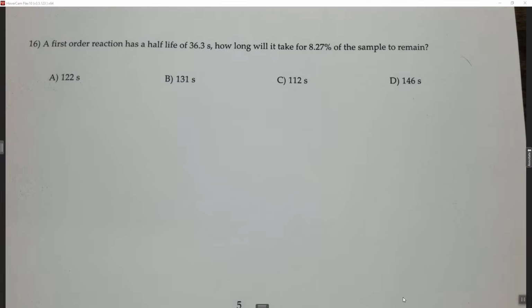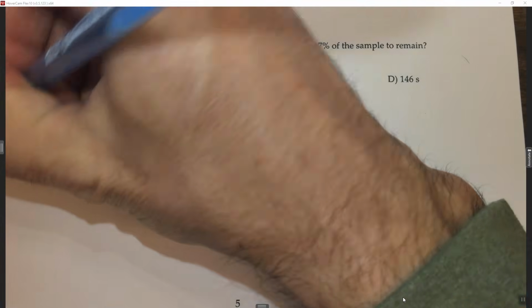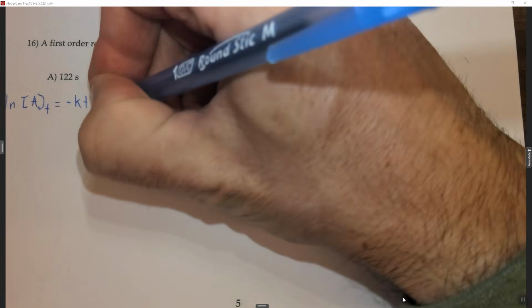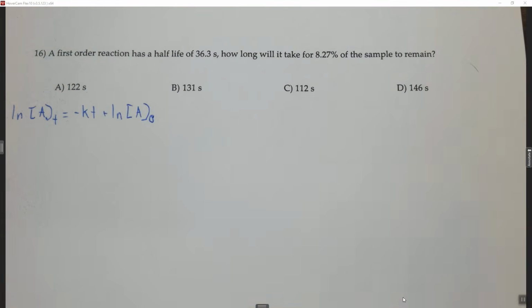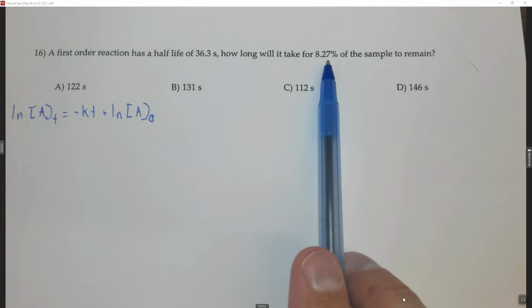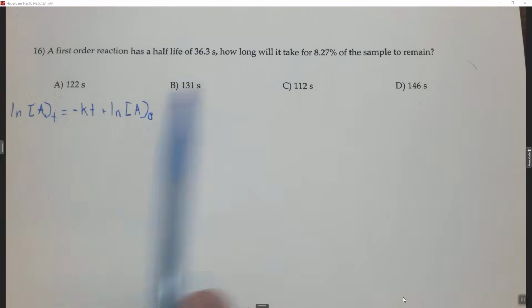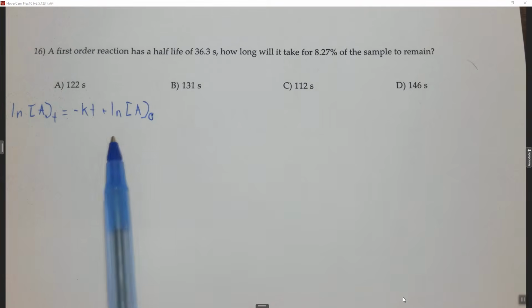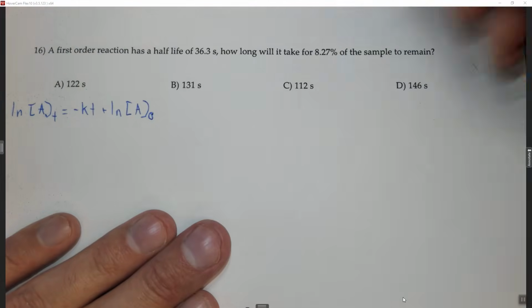What you're going to have to use is the integrated first-order rate law, which we're going to call this reactant A. So the ln of the concentration of A at some t equals negative kt plus the ln of the initial concentration of A. Now you have two choices. You can use the concentration of A at some t as 8.27 and the initial concentration of A as 100, because you start with 100% and then you have 8.27% left. It's probably slightly easier mathematically to use them as real numbers and not as percentages.